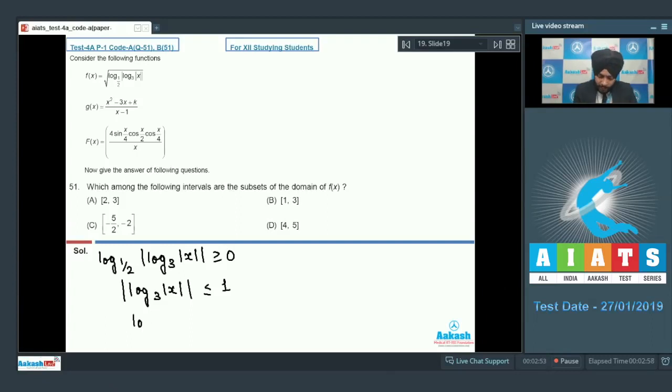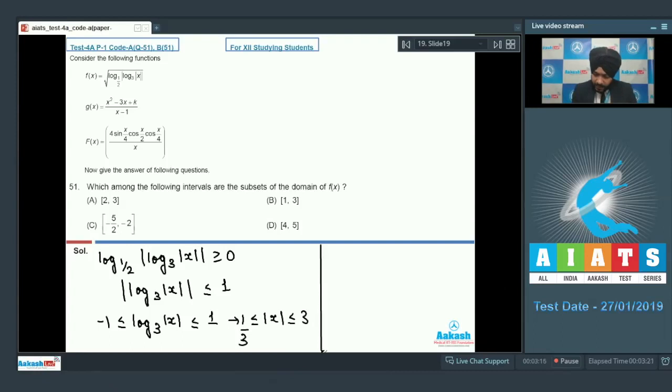Removing the mod, we have log mod x to the base 3 belonging in the interval minus 1 to 1. And this will give us mod x belongs to the interval 3 raised to power minus 1, that is 1 by 3, to 3 raised to power 1, that is 3. So this is the condition of the under root expression.